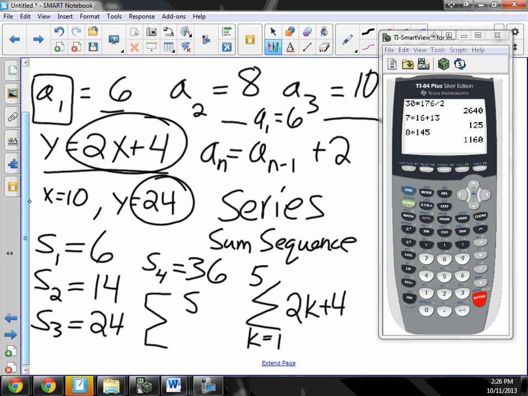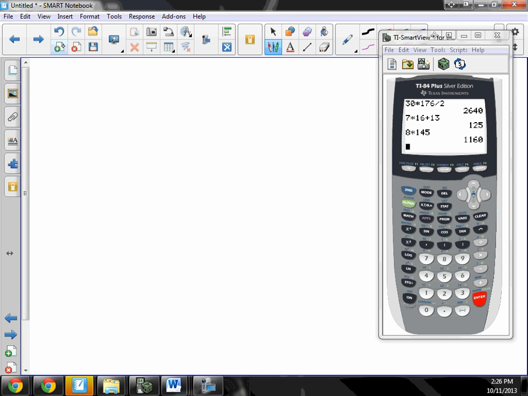So S sub k equal, well, S sub n, I guess it is, because this is the n value. S sub n is the summation of the function from this number to that number. So let's try one. So if I had the summation from k equals 1 up to 5 of 3k minus 4, how would I figure that out?